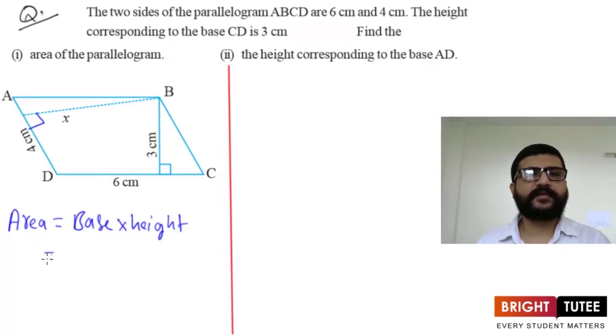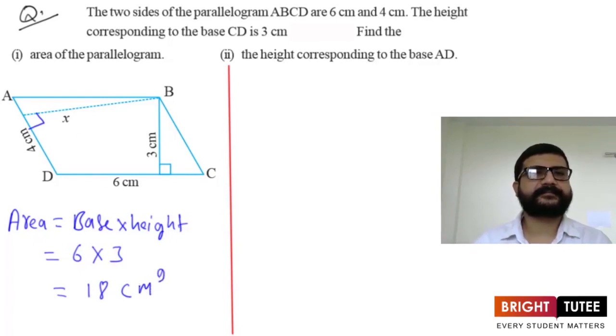So now the area will be equal to 6 into 3. Now what is 6 into 3? This will be 18. So therefore we are getting area as 18 square centimeters.